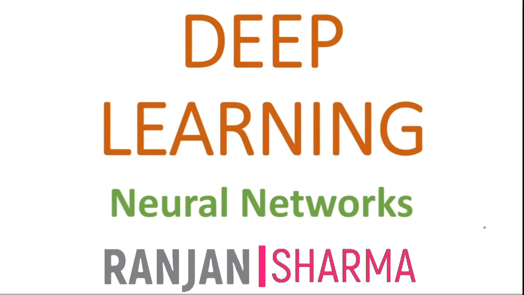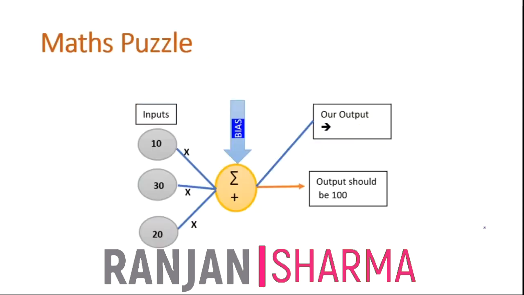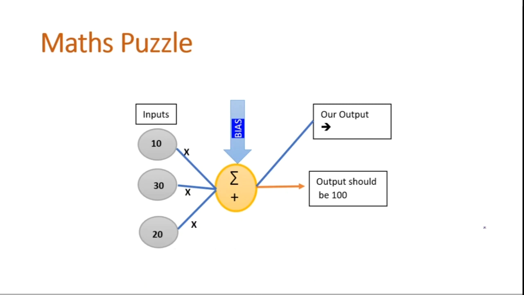It's Ranjan and this is Deep Learning Playlist, and in this particular video I will talk about how a neural network works and what are the terminologies in the neural network that you will come across. In my last video I covered how a single neuron or single perceptron works. I have taken an example of a maths puzzle.